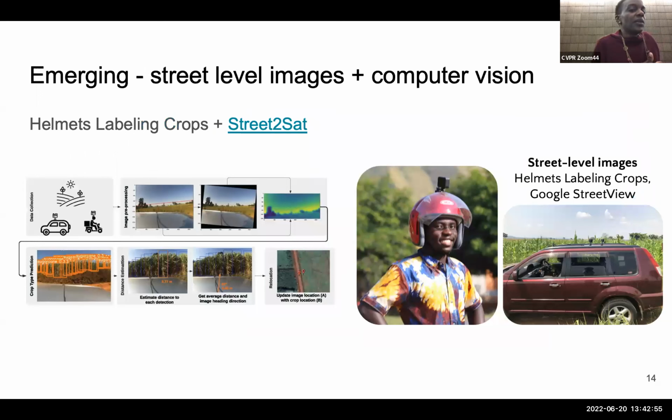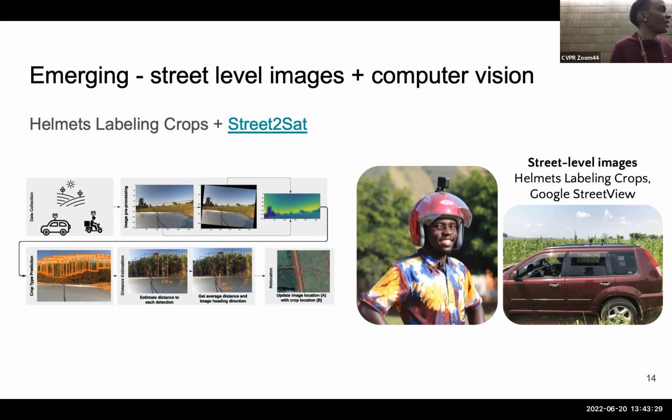Some of these we call emerging. I'm pretty sure there are lots of groups trying similar things. But in our case, we're trying to do rapid data collection using cameras. Hannah mentioned the helmets approach, which is collecting data on motorbikes as you're driving. We take pictures using GoPros. And then from those images, we're trying to use computer vision to label all the images, like label the crops that are in those images.